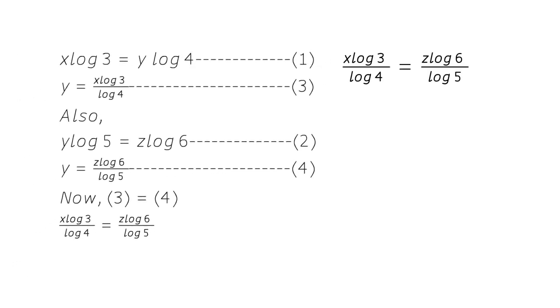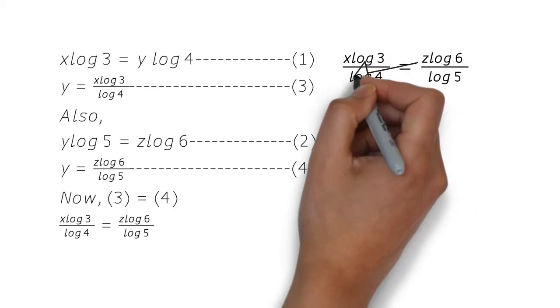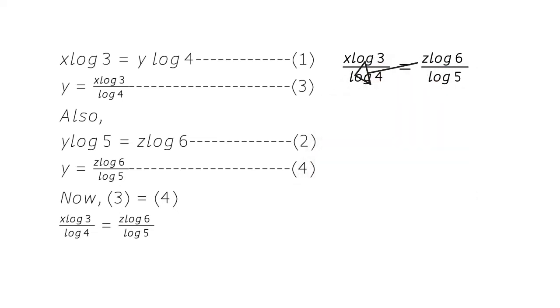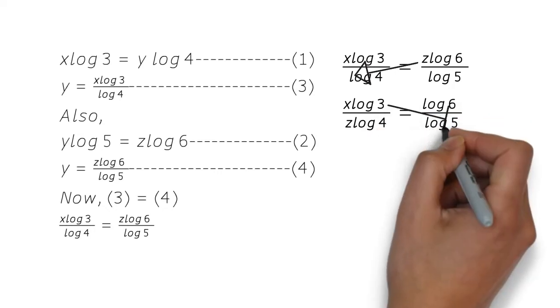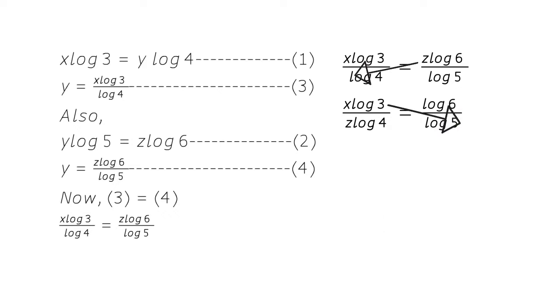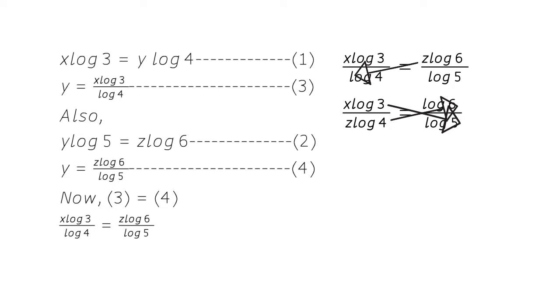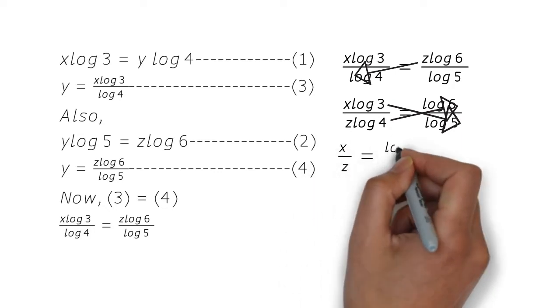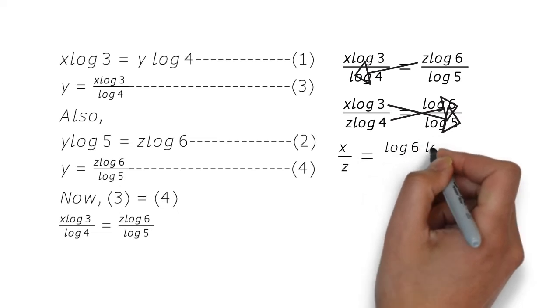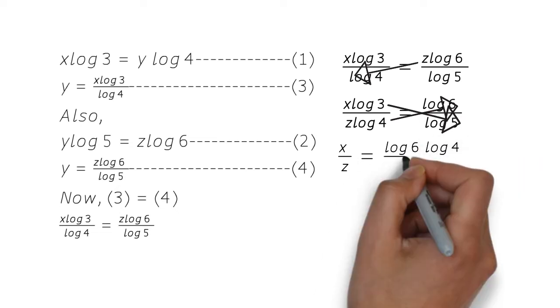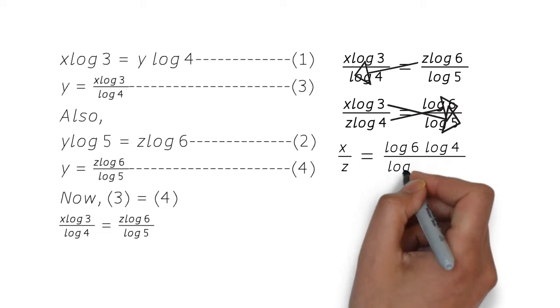What is left is just to make sure you have x over z on one side of the equation. So we can put z down in this manner. So you have x log 3 over z log 4 equals log 6 over log 5. In the same vein, you can also bring log 3 down and log 4 up on the other side of the equation. So that way you have log 6 log 4 divided by log 5 log 3.